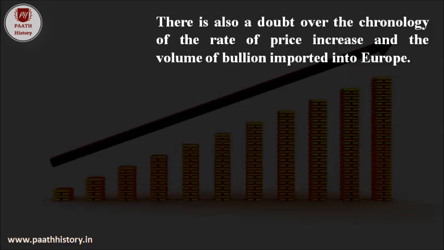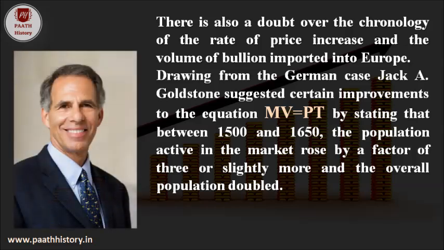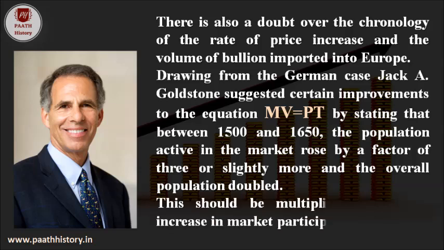There is also a doubt over the chronology of the rate of price increase and the volume of bullion imported into Europe. Drawing from the German case, Jack A. Goldstone suggested certain improvements to the equation MV equal to PT by stating that between 1500 and 1650, the population active in the market rose by a factor of 3 or slightly more, and the overall population doubled. This should be multiplied by 50 to 75% increase in market participation.